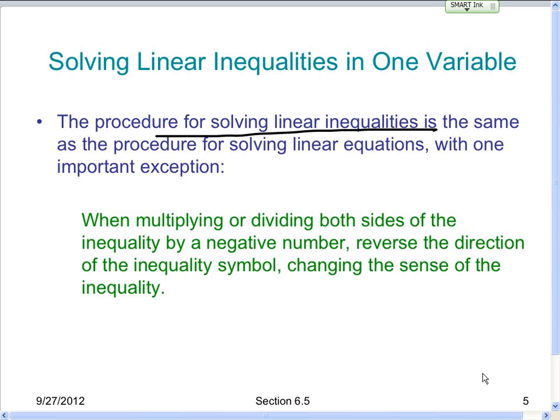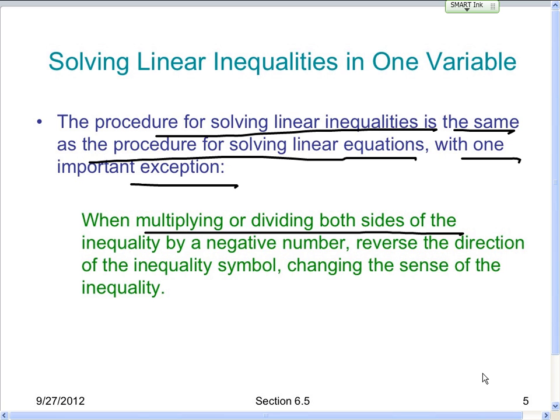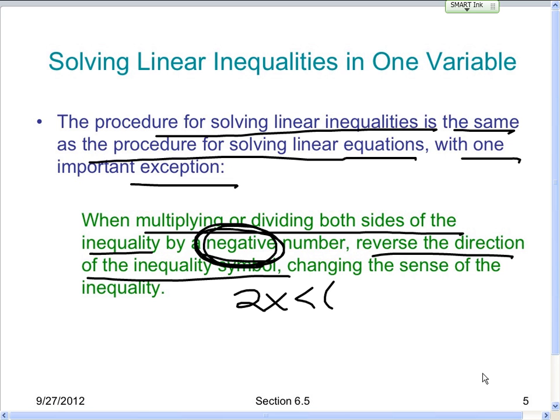Solving linear inequalities, it's the same as when you solve an actual equation with one exception. When multiplying or dividing both sides of the inequality by a negative number, not positive, negative, reverse the direction of the inequality symbol. So if I have 2x is less than 6 and I divide by a positive 2, I get x is less than 3.